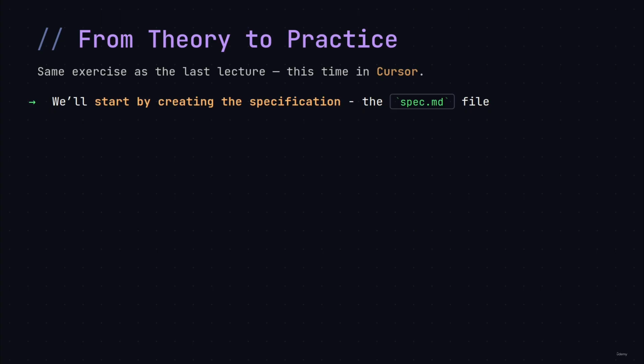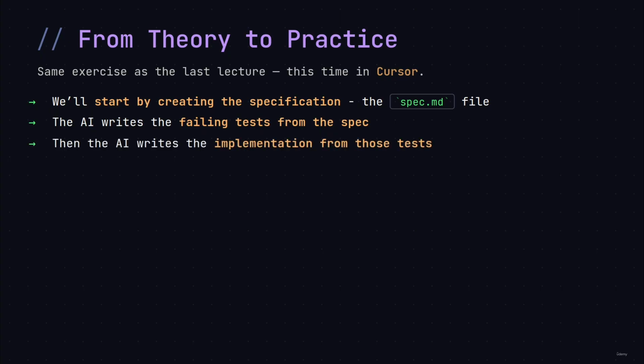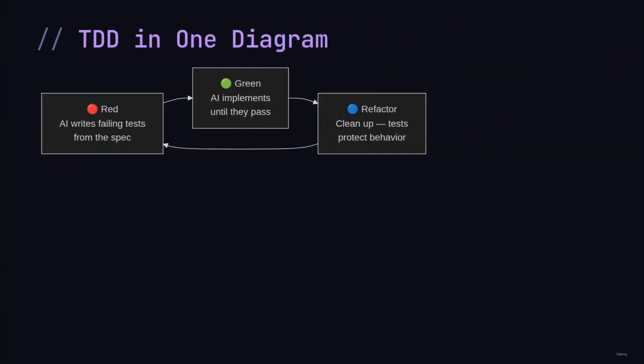We'll basically start by creating a specification. This will be in the form of a spec.md file, and then we'll let the AI write the failing tests from the spec. We'll then point the AI to the tests and ask it to implement the function that the failing tests are attempting to test. And then we basically own two things. We create the spec, and then we review the failing tests, and we review the function that Cursor will implement from these tests.